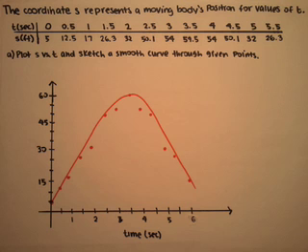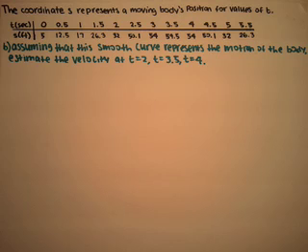Next, simply plot the points onto the graph, using the above information. The first point would be 0, 5, the second point, 0.5, 12.5, and on. Then create a smooth curve of these points. The next question is, assuming that this smooth curve represents the motion of the body, estimate the velocity at t equal to 2 seconds, t equal to 3.5 seconds, and t equal to 4 seconds.